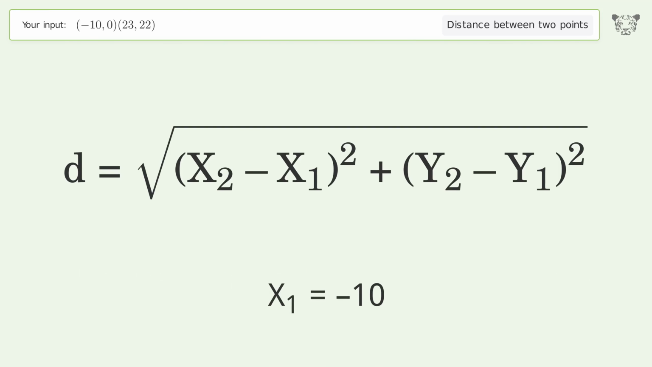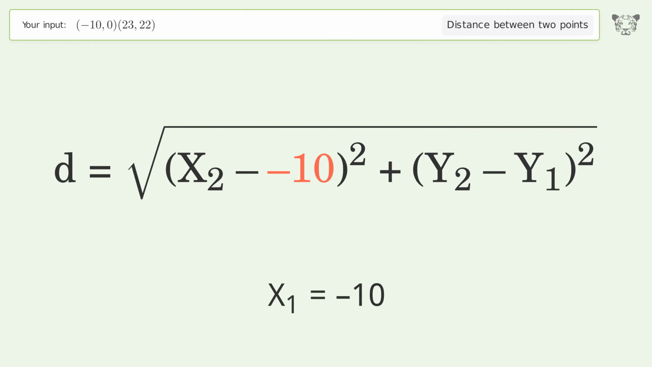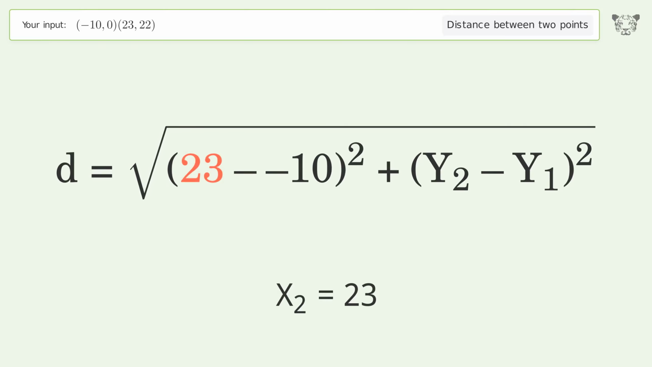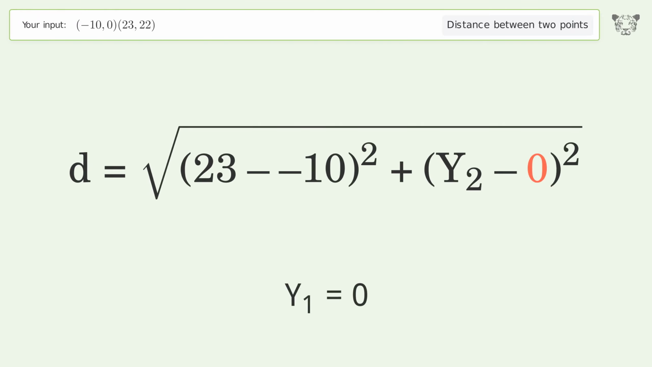x1 equals -10. x2 equals 23. y1 equals 0. y2 equals 22.